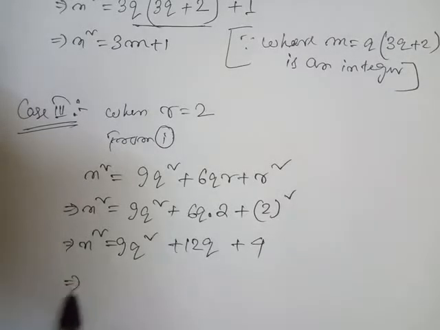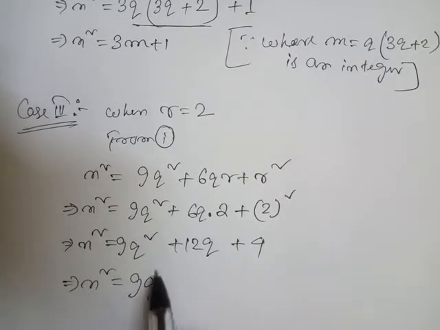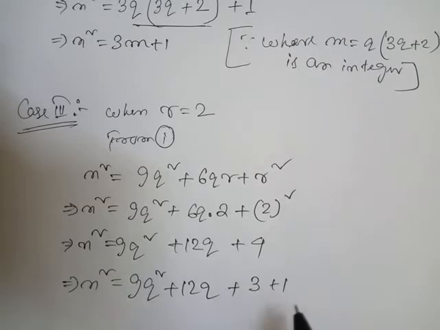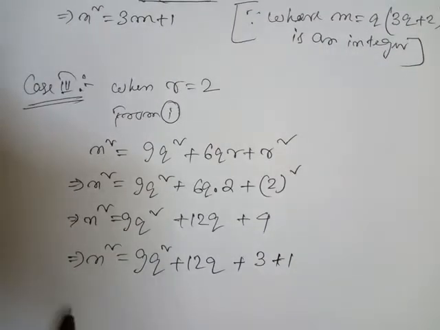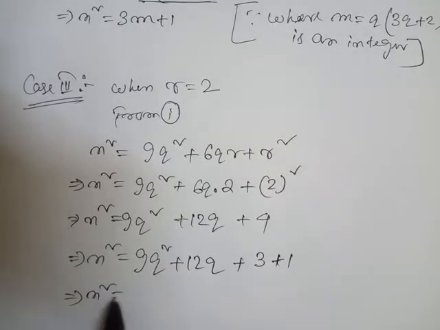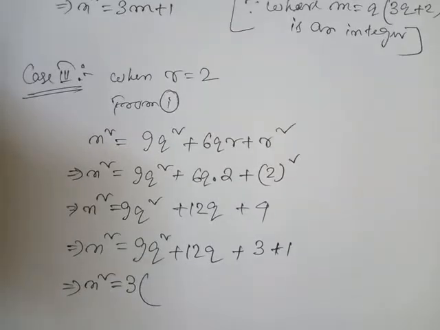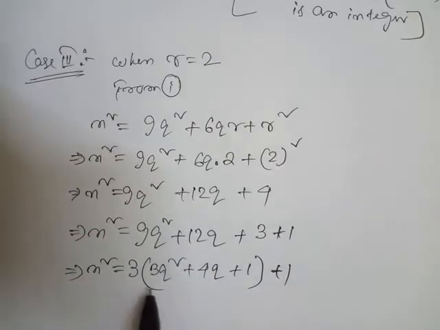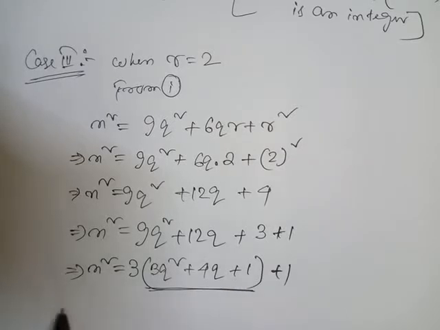Now look, next one, n square equal to 9q square, then 12q, and 4 can be written as 3 plus 1. Now in this case if I take 3 common, the remaining part would be 3q square, then 3 fours are 12, means 4q, and 1 plus 1. I repeat again, if I take 3 common, 3 into 3 is 9q square, 3 fours are 12q, 3 ones are 3. Now look student, this portion will be m. So n square equal to 3m plus 1.